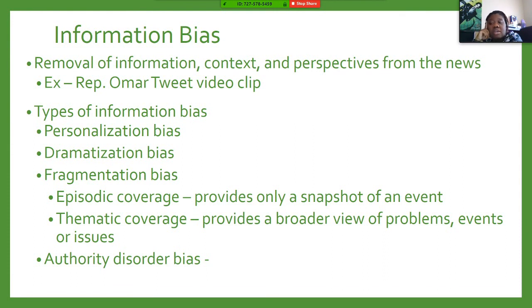And then finally, authority disorder bias refers to a leader's ability to retain or restore order, often after a political event or natural disaster. President Trump's daily coronavirus updates is his effort in trying to retain and restore order in spite of this whole coronavirus pandemic.